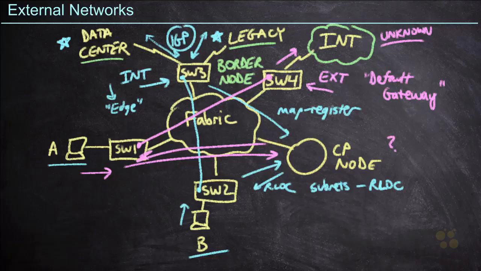Now, the primary difference between the internal and external border nodes is that we're not doing any kind of map registers to the control plane node. Because, again, we're responsible for unknown traffic. There's no reason for us to tell the control plane node anything because as soon as we know something, it's not unknown anymore. Now, Cisco will tell you that we have 3 different types of border nodes.